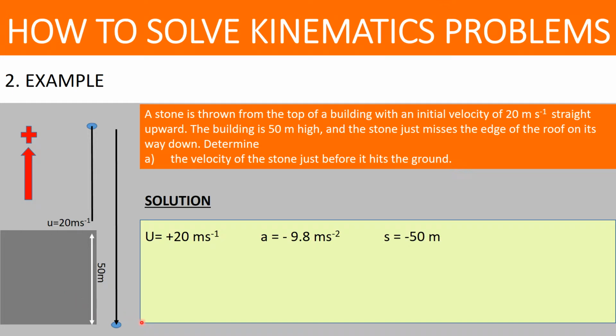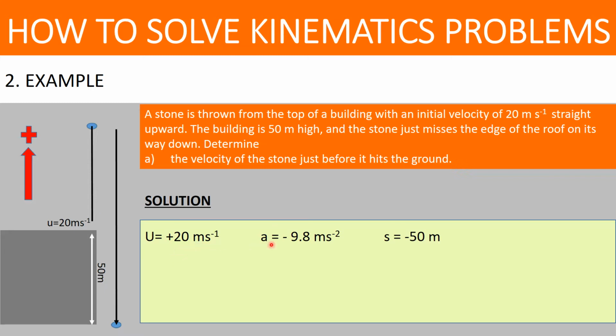So let's list out all the quantities that are given. The initial velocity is plus 20 meters per second. So the question is why it is plus. Now the thing is that the stone was here originally, so when it starts moving, it moves upwards, which is consistent with the direction in which we have assigned as positive. So going up will be positive, so that's why it's plus 20 meters per second.